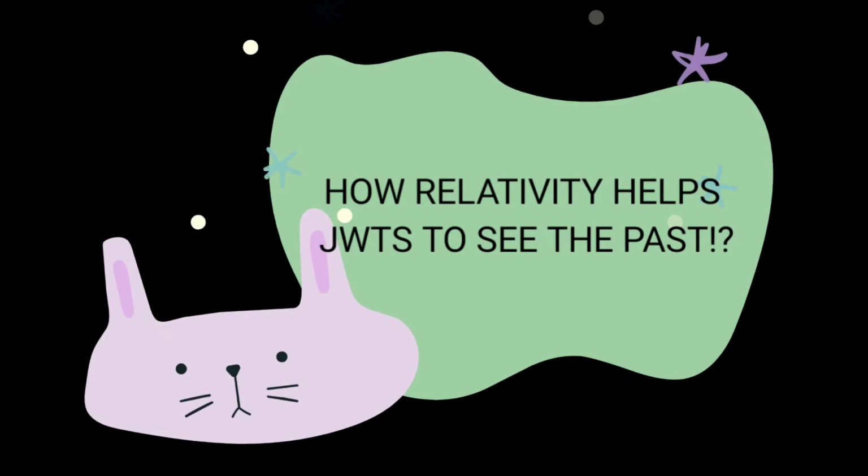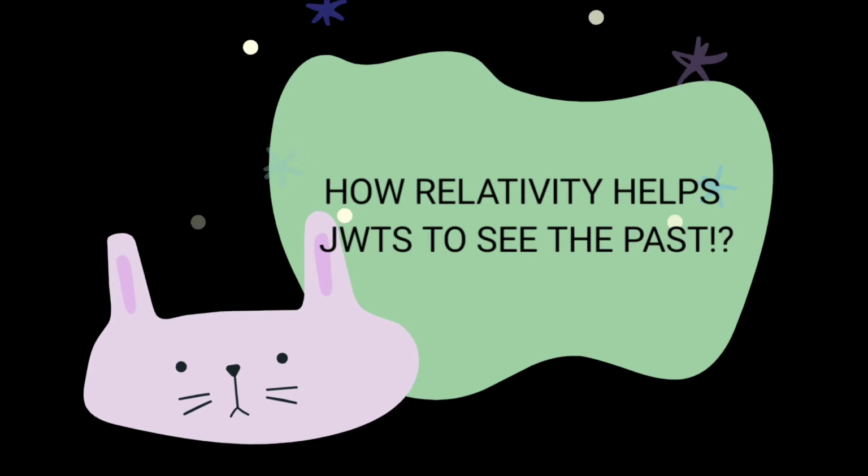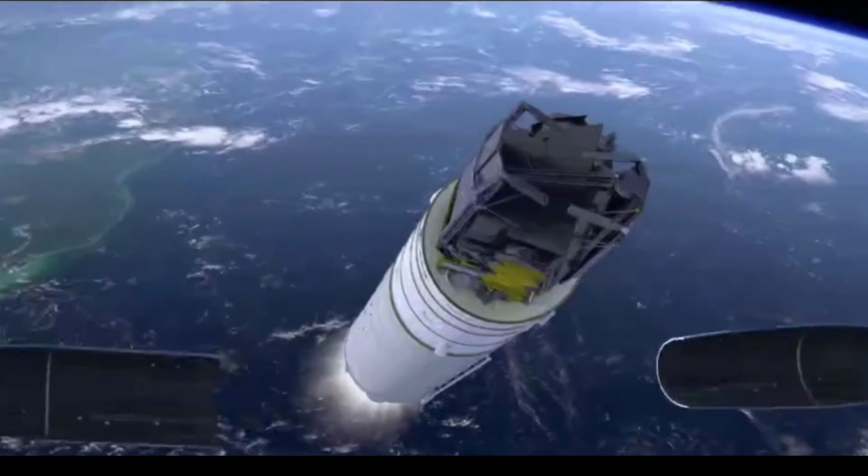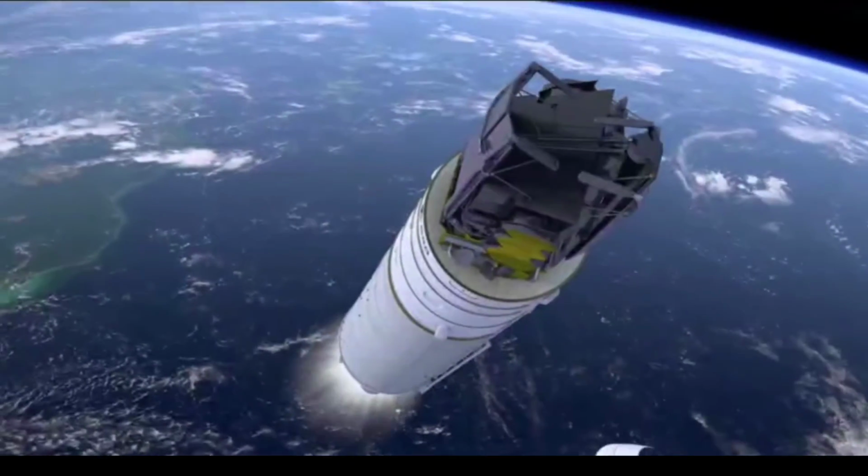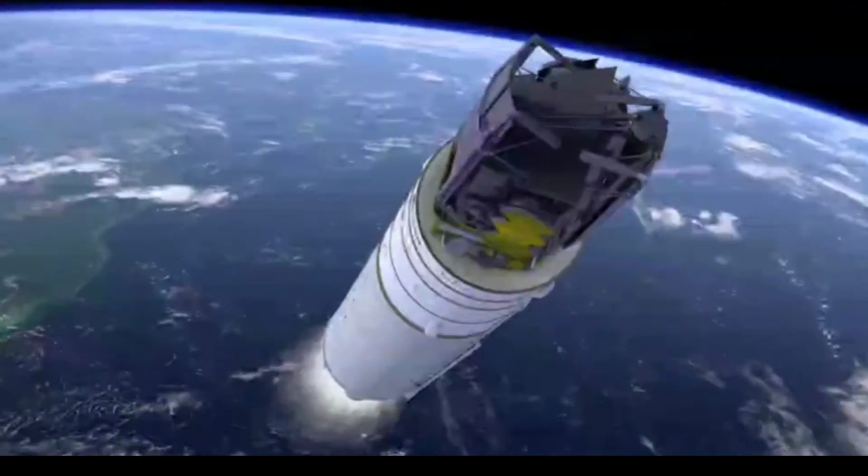In this video we're going to learn how relativity helps James Webb telescope to see the past. So before learning that, let's first learn the introduction of James Webb telescope.